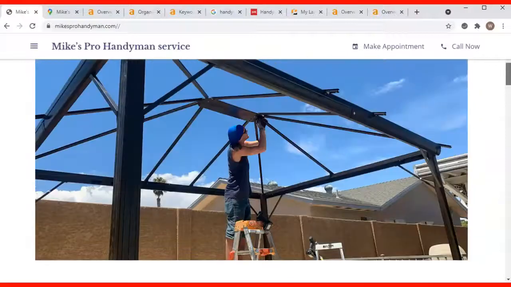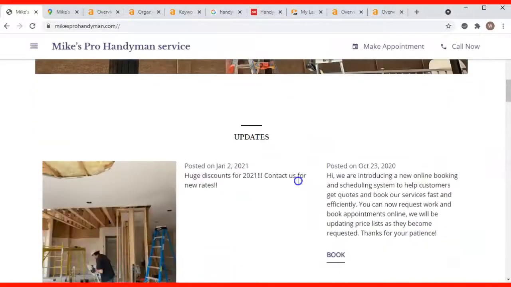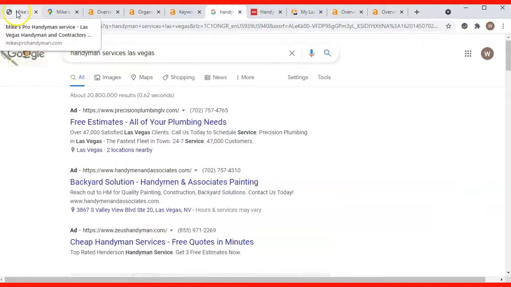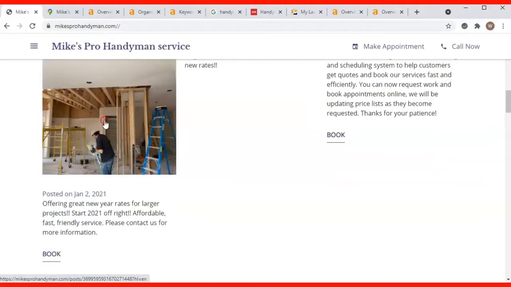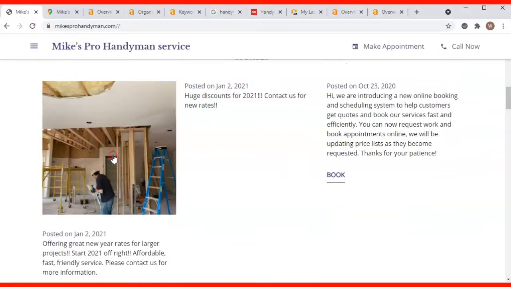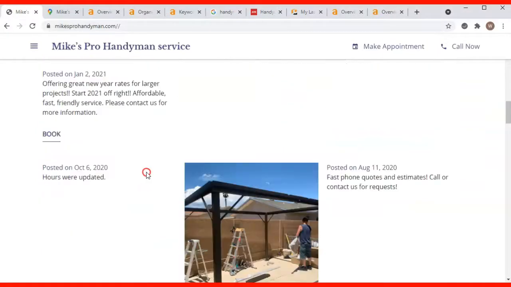So typically what you want for content, there's two things. Number one is you want keywords that you're going to be searched for. So if I wanted to be searched for, say, Handyman Services Las Vegas, I might have that as a heading. I might have that in my text. I might save these images as that keyword. I think this is saved as like the date that you posted it. So instead of being saved as that date, I would save it as a keyword.